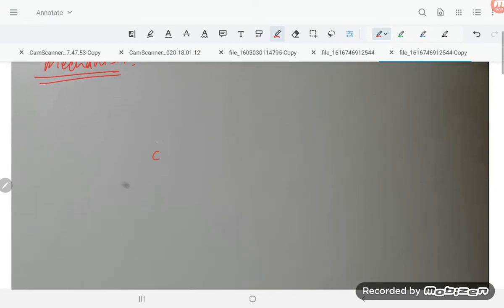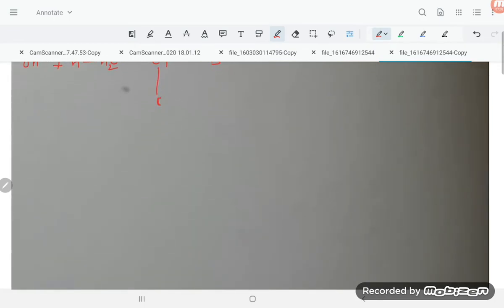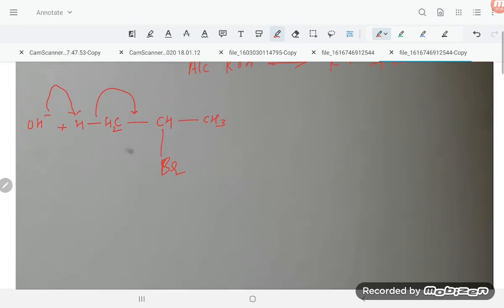Overall, here is CH, here is CH3, this side I am making CH2, and here is hydrogen. That is how I am explaining. I have taken alcoholic KOH, so it is 100% eliminating, giving K+ and OH-. So here we can write OH-. It is forming a double bond. Suppose Br is there, then this has to leave.